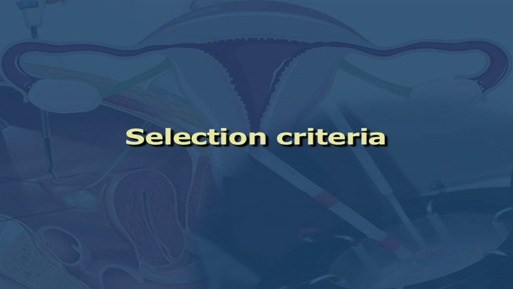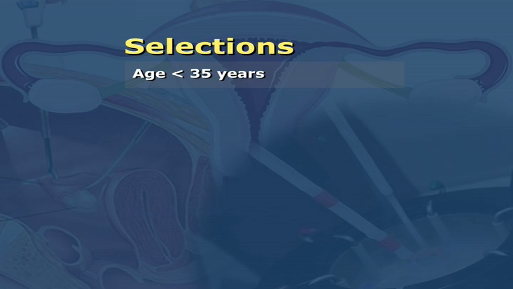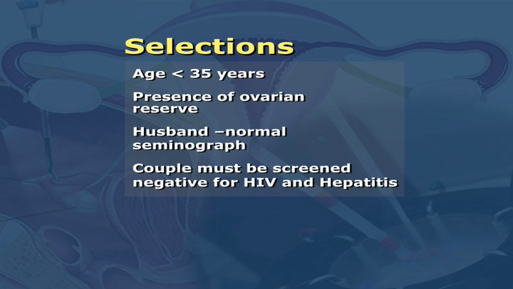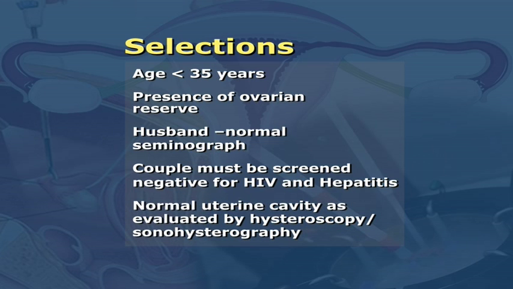Selection of patient criteria includes age less than 35 years, presence of ovarian reserve, husband with normal seminogram, couple must be screened negative for HIV and hepatitis, and normal uterine cavity as evaluated by hysteroscopy or sonohysterography.